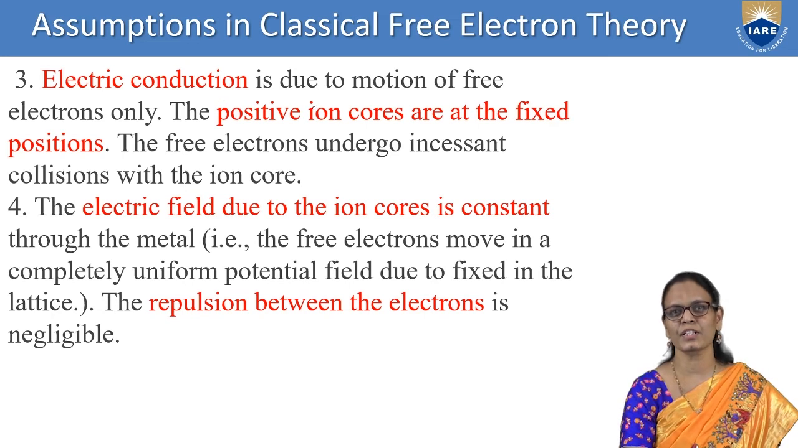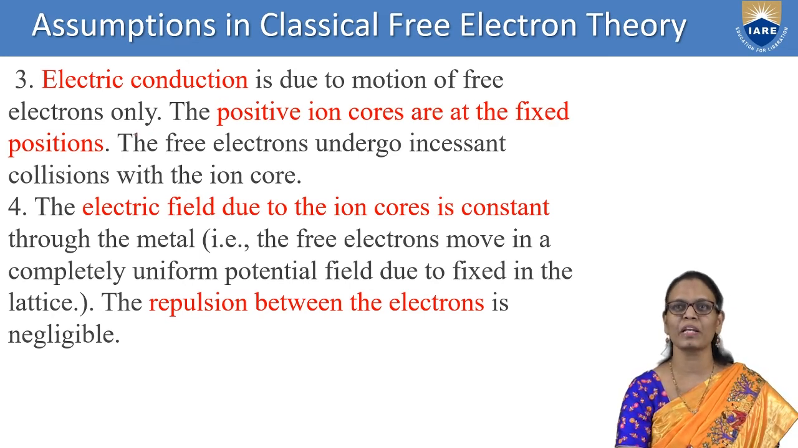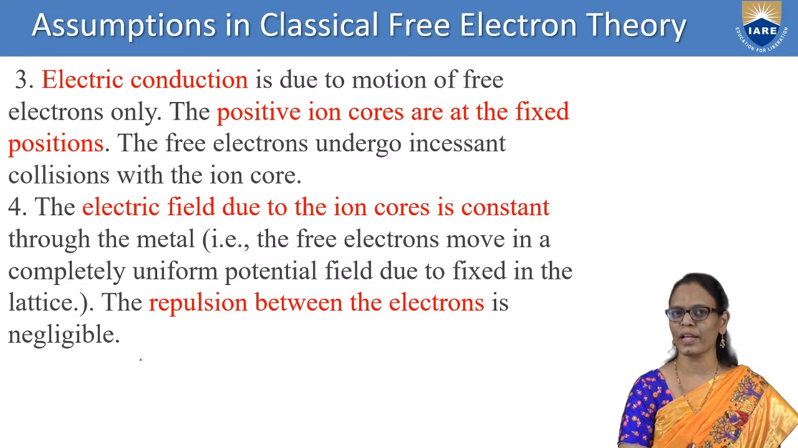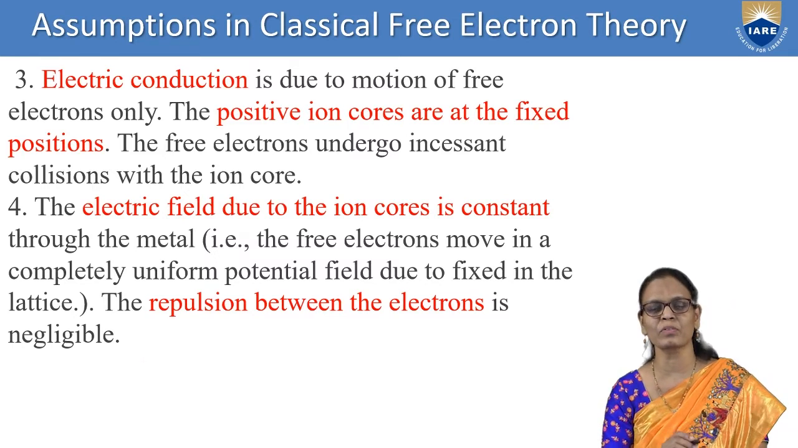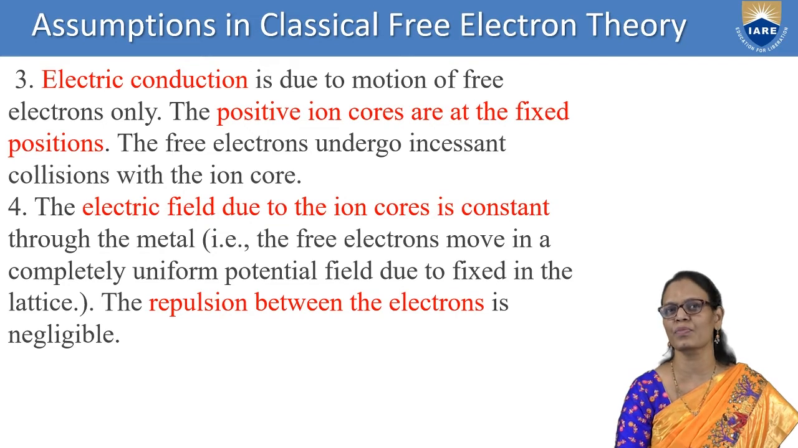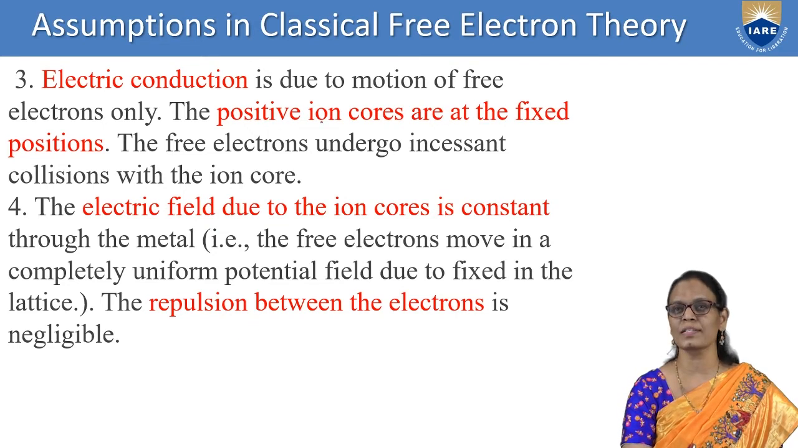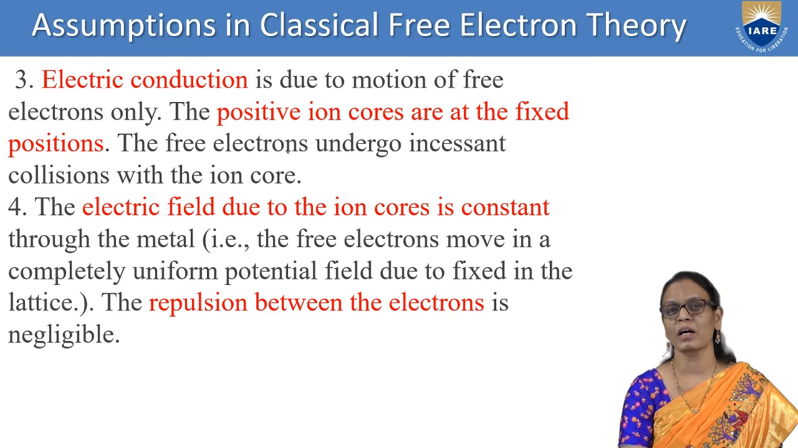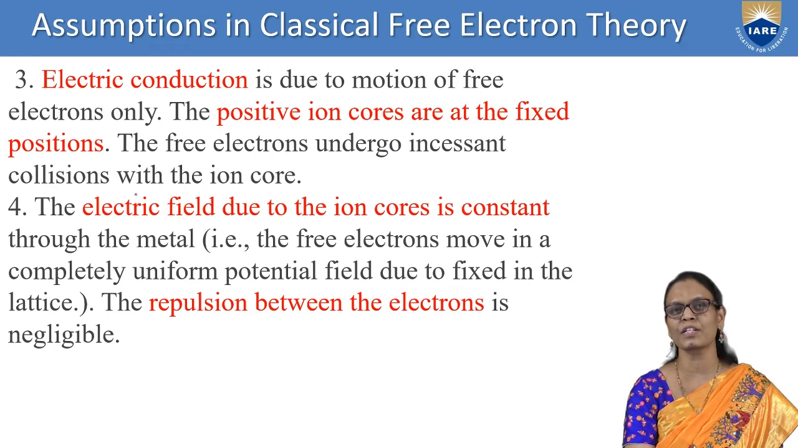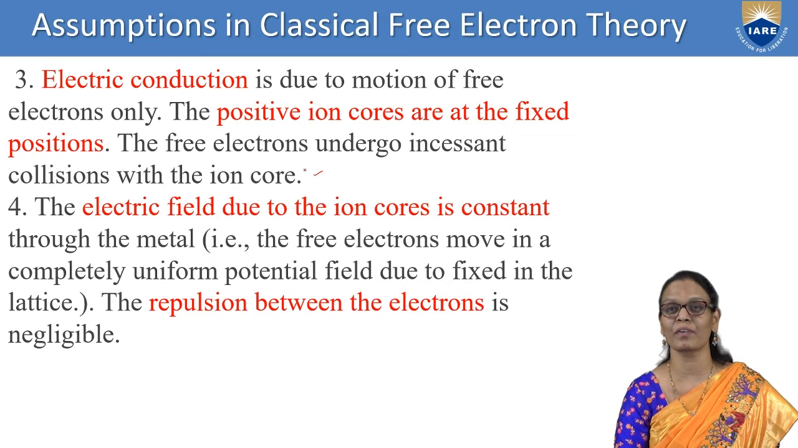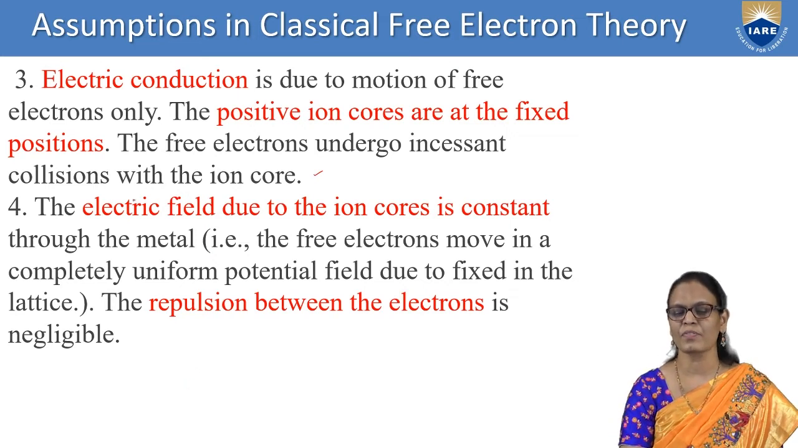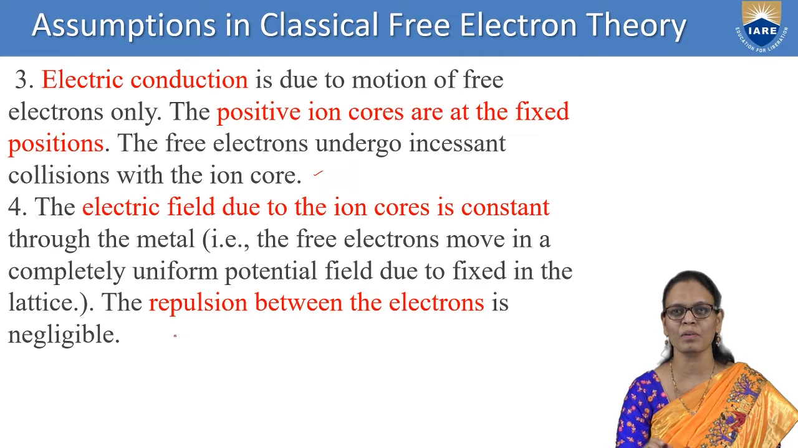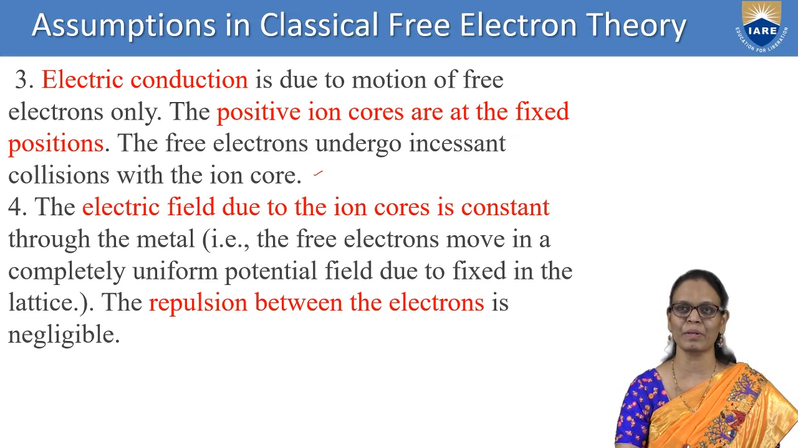Now, electrical conduction is due to the motion of free electrons only. So now what they are talking about is only about the electrons that are detached from the metal, and the positive ion cores are at fixed position. The free electrons undergo incessant collisions with the ion core. That is what they have considered. The electrons are free, but the positive ion cores are not moving. They are at their fixed position. Later on, it proved to be wrong. That is the development we all know.